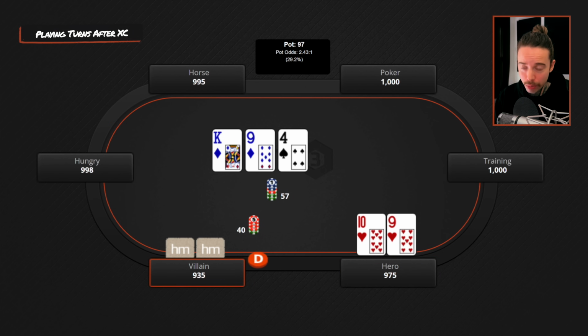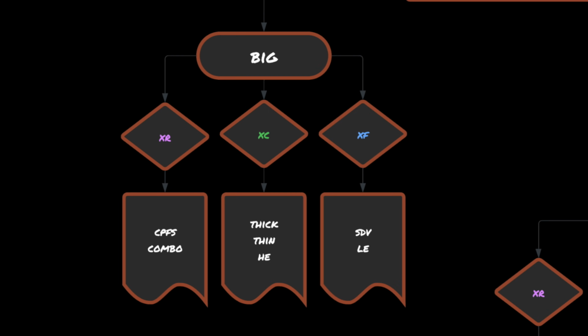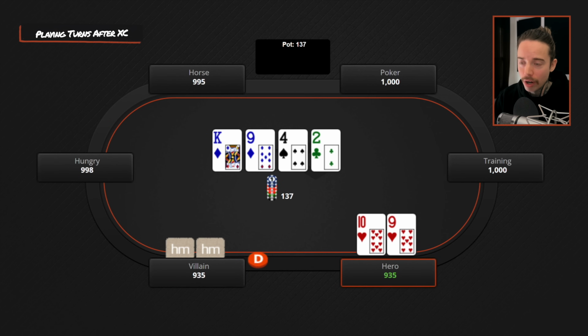Our opponent is going to stab big here for $40. Now we're gonna go to our flop facing a stab flowchart. We see our opponent has stabbed big. We are going to check call here when we have a thin value hand. Back to the board, 10-9 of hearts, second pair, kind of a thin value hand, so we are going to put in the call. Now the turn is a deuce. We check it over to our opponent once again, and we face a double barrel. How do we play these turns after we check call on the flop?